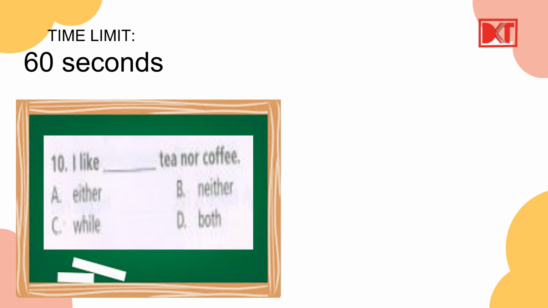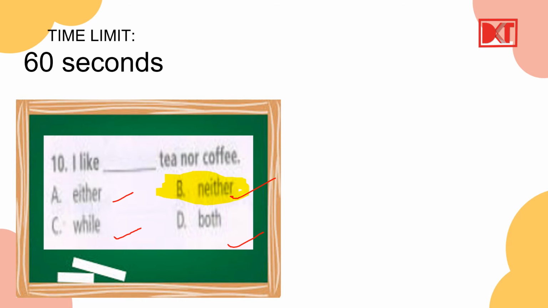Okay, here next. I like dash tea nor coffee. Either tea nor coffee, neither tea nor coffee, while tea nor coffee, or both. Now here the correct answer is B, neither tea nor coffee. Why? Because we're talking about correlative conjunctions.